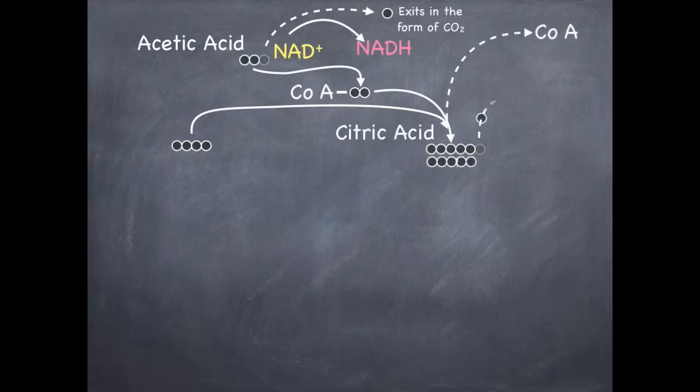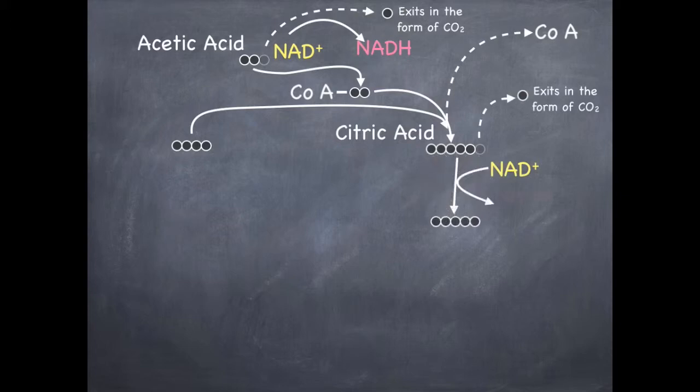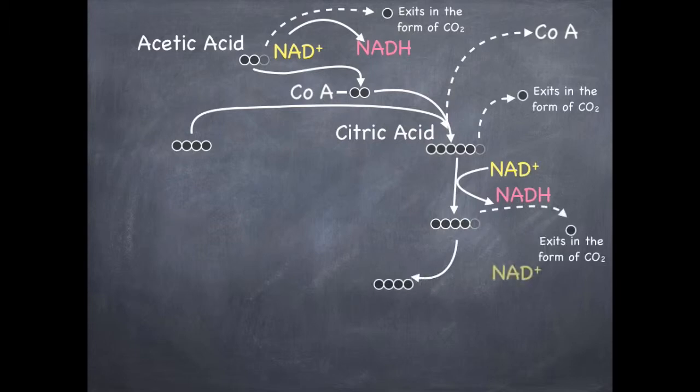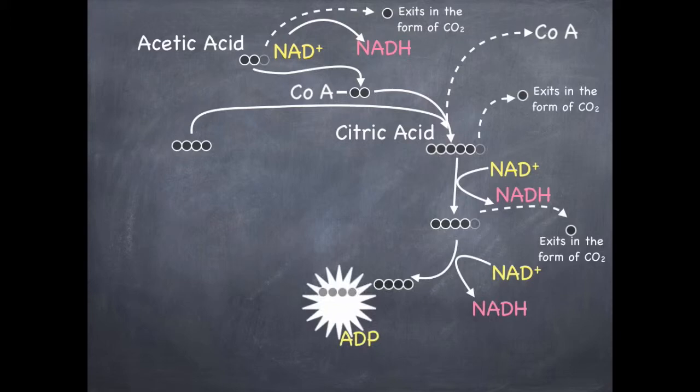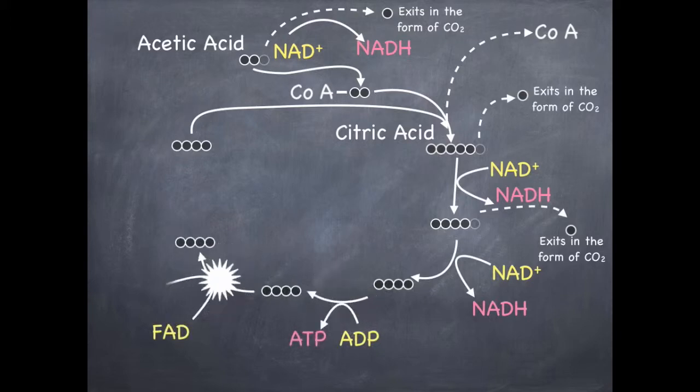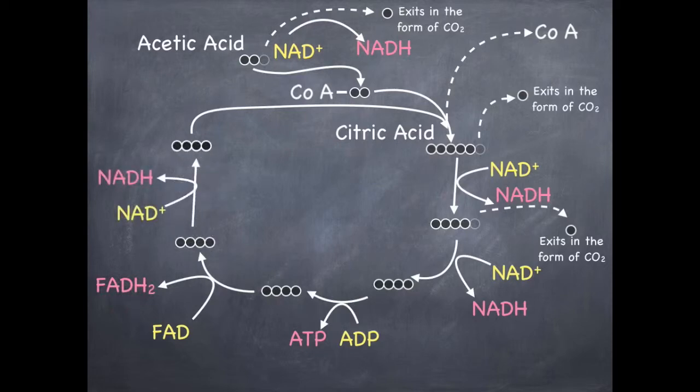Citric acid then gives off a single carbon dioxide to make a 5-carbon molecule, and then another carbon dioxide comes off to make a 4-carbon molecule. Then the molecule is rearranged multiple times by NAD pluses and ADPs and FADs to form the original 4-carbon chain that started the cycle. All of these reactions give off 2 NADHs, an ATP, and an FADH.